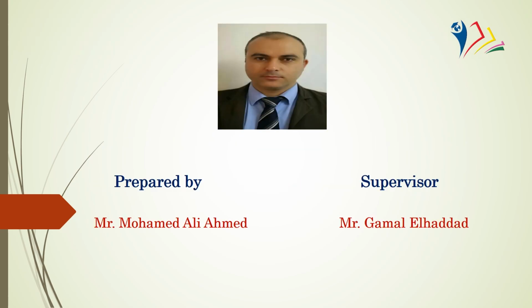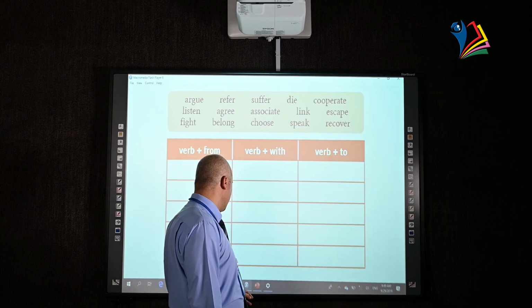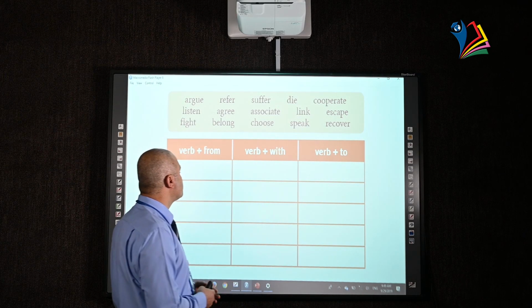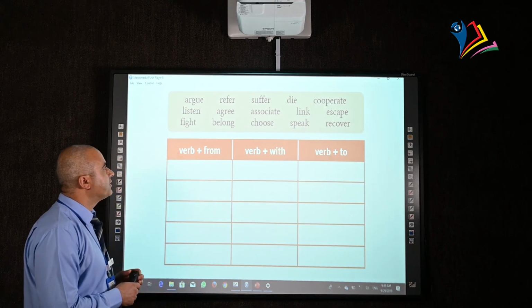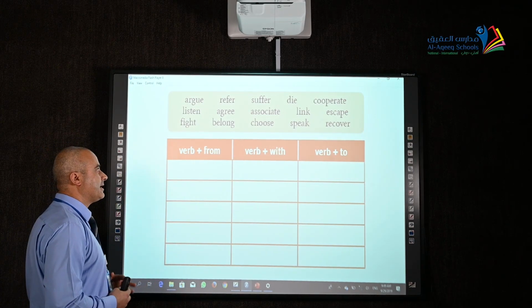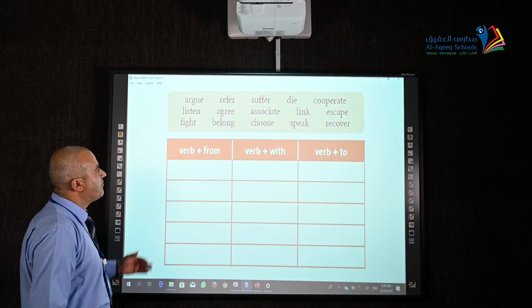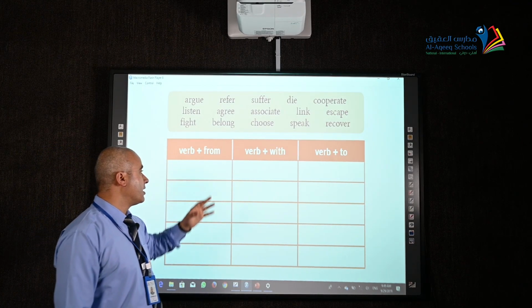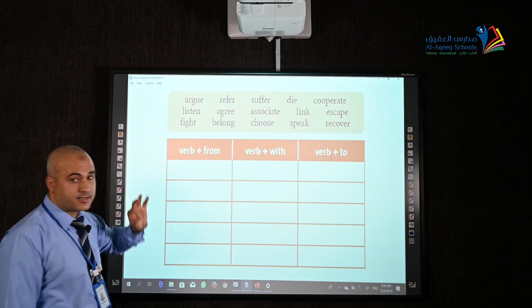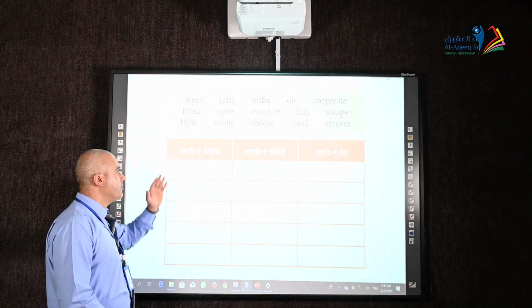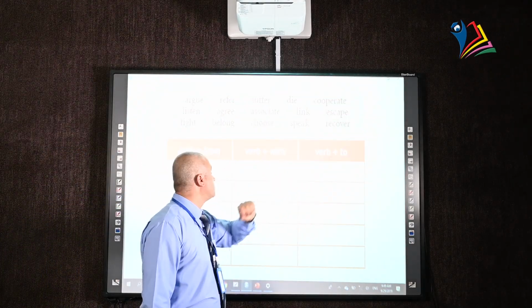Right, this is all of the presentation by Mr. Mohamed Ali. We can move on to complete this chart. Argue, refer, suffer, die, cooperate, listen, agree, associate, link, escape, fight, belong, choose, speak, recover. We have to complete these charts with just three prepositions, as we said before: from, with, and to.